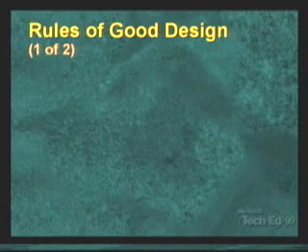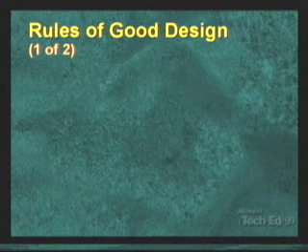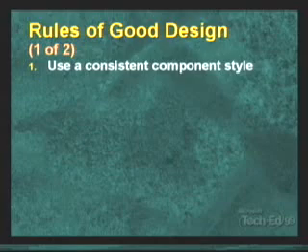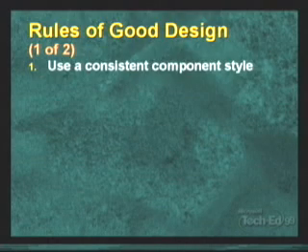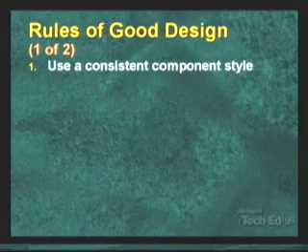So this is my top 11 rules for good design. I can't exactly figure out how I ended up with 11, but here they are. The first is to use a consistent component style. We're not really going to talk about this too much. That's kind of the point of doing design patterns in the first place, is that you come up with some styles for writing your components and your component interfaces.